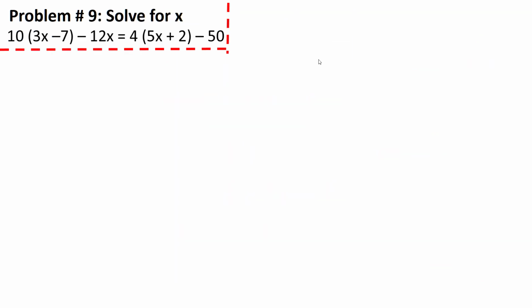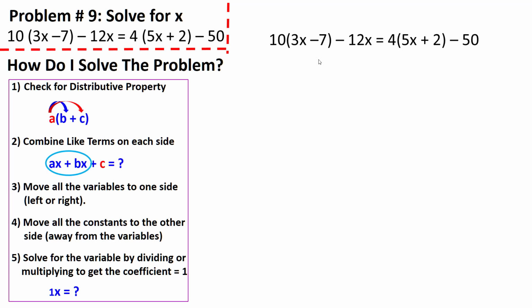Problem 9. How do I solve the problem? I check all the steps. Step 1. Check for distributive. On the left side, it has the distributive property. On the right-hand side as well. After using the distributive property, I get 30x minus 70 minus 12x equals 20x plus 8 minus 50.